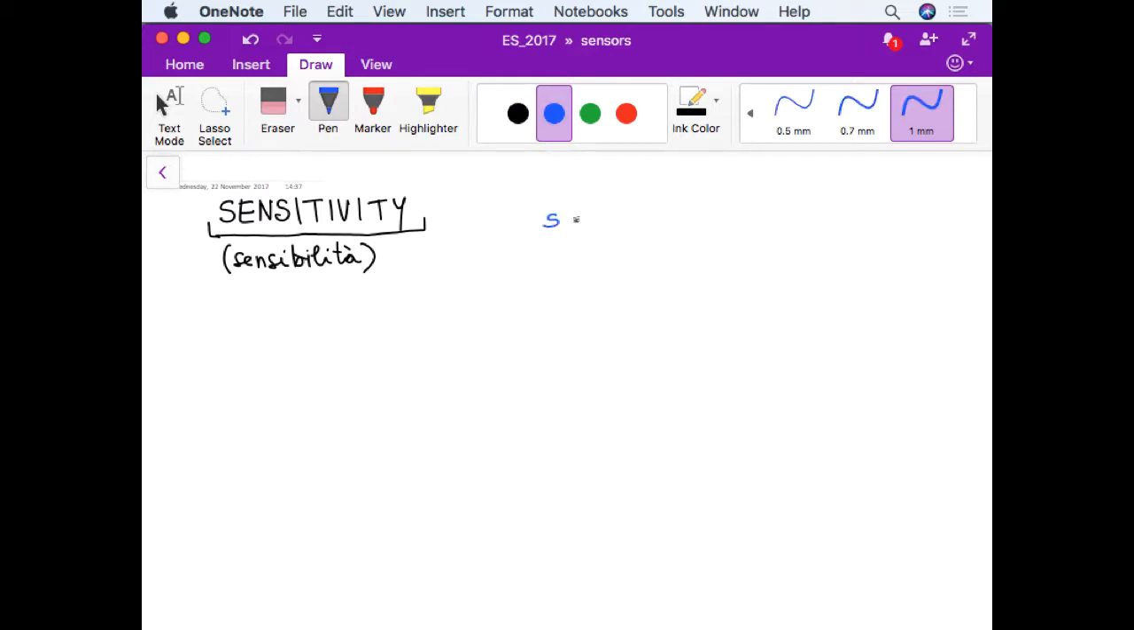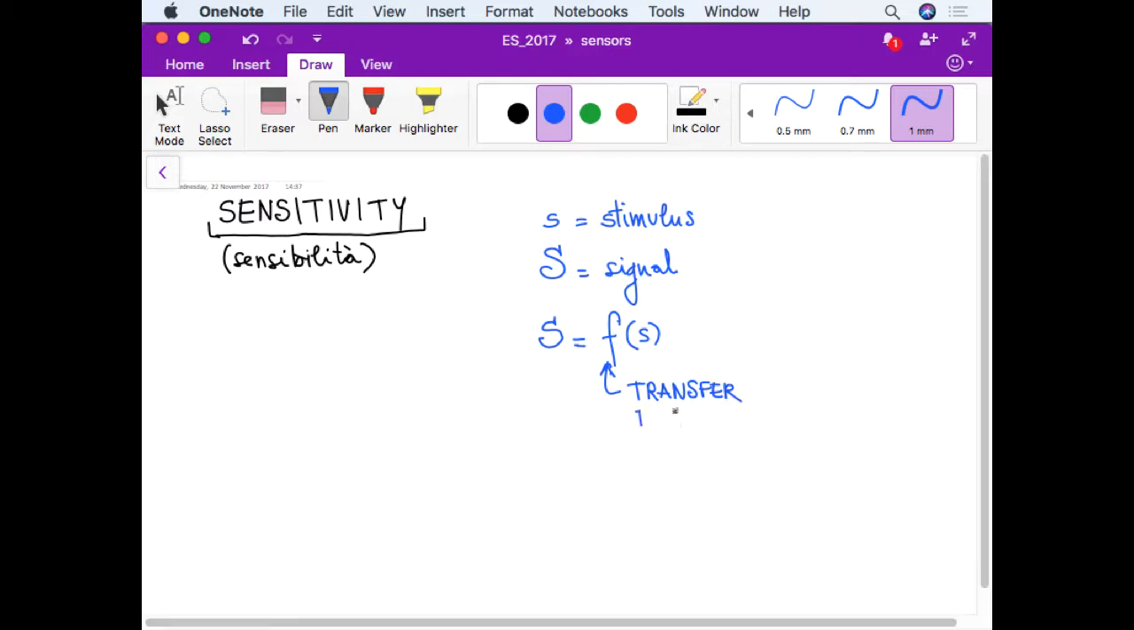Let's assume that we call with small s the stimulus that we want to measure, and with big S the signal. And of course we have a function which provides the signal as a function of the stimulus. Let's call this function f. This is the transfer function of the sensor, or of the transducer. This is really something which can be applied to both the sensor and the transducer.